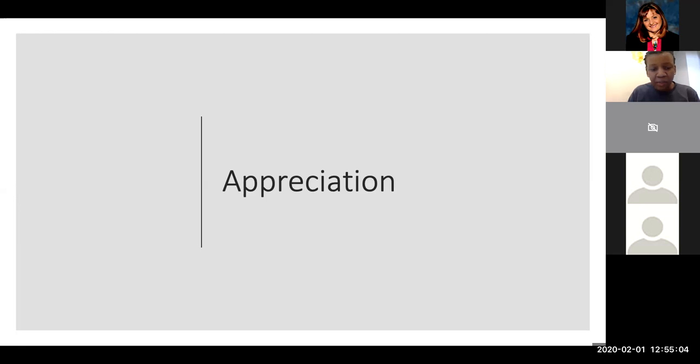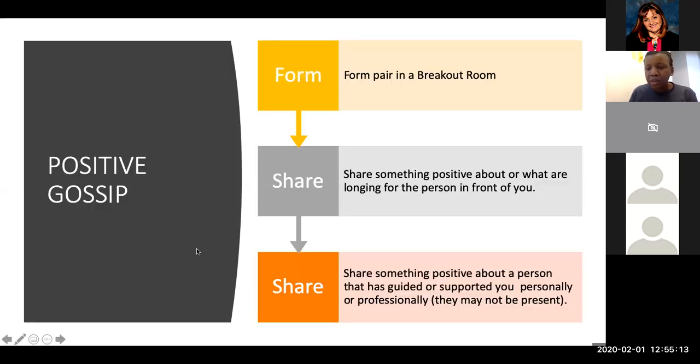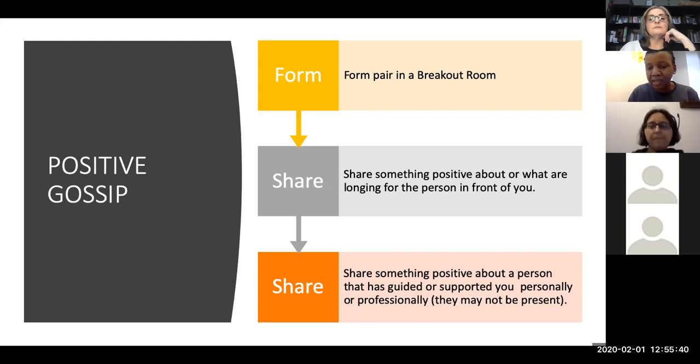So I think we're going to go into the partner which we had earlier on, and we're going to look at sharing something positive about that person or what you long for them. And then you're going to share something positive about someone who has guided you or supported you professionally. The person doesn't have to be in this room, right? Two minutes each on each side, and you take a chance to share that positive message. And then we'll come back to the main room.